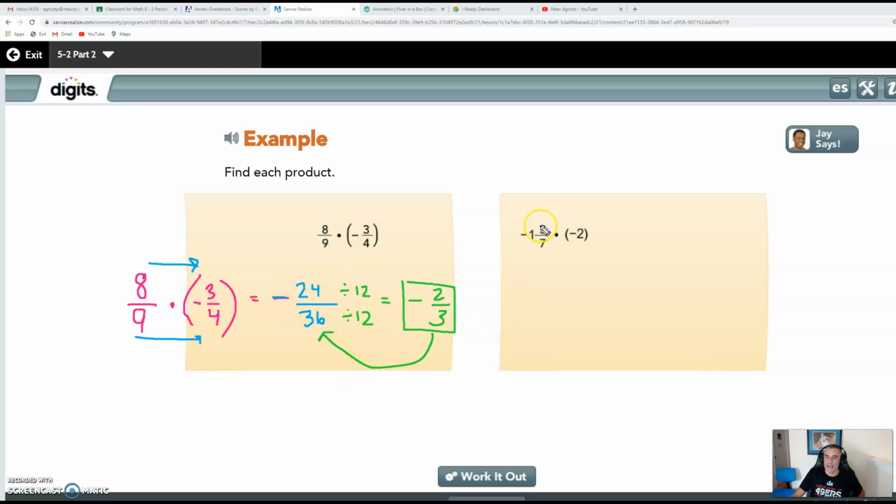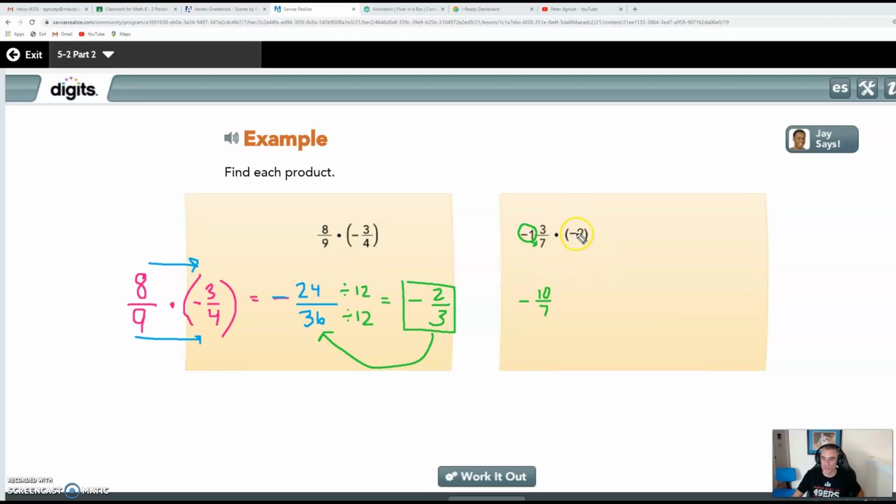All right, on the right-hand side, we have a mixed number. And if we're going to multiply a mixed number by a whole number, we need to convert this to an improper fraction. And the way you do that is you take the whole number, you multiply it by the denominator, and then we add the numerator. So negative 1 times, well, we know it's going to be negative. So 1 times 7 is 7, plus 3 is 10. So this equals negative 10 sevenths, right? And our denominator stays what it originally was.